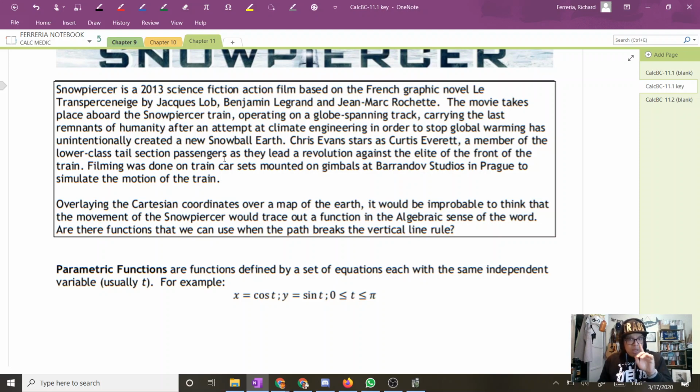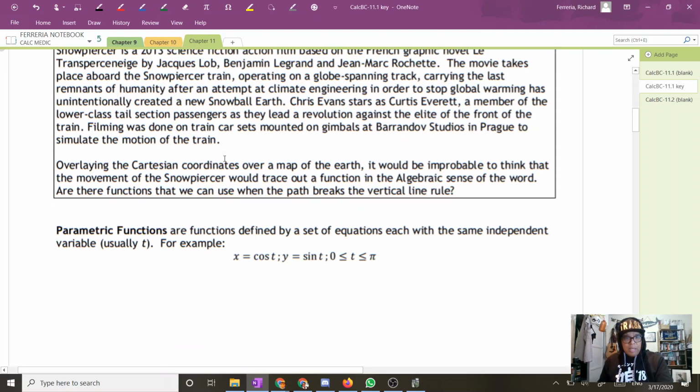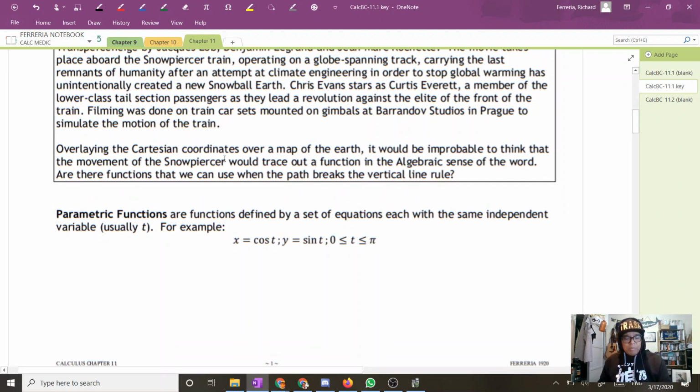Okay, so in order for us to do this, we need to look at parametric equations because well, that's how most motion is described, regardless of what you were told in algebra. So parametric functions are defined by a set of equations with the same independent variable, usually t. For example, we have cosine t, sine t. T is between 0 and pi. Let's go ahead and, first of all, figure out how to graph that.